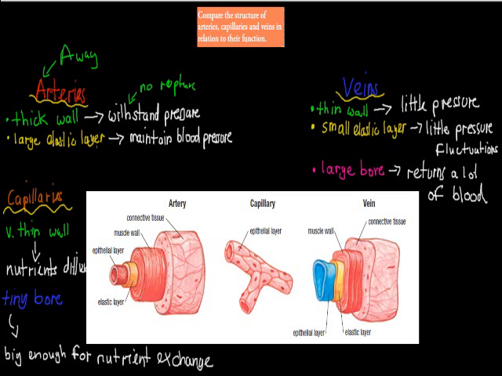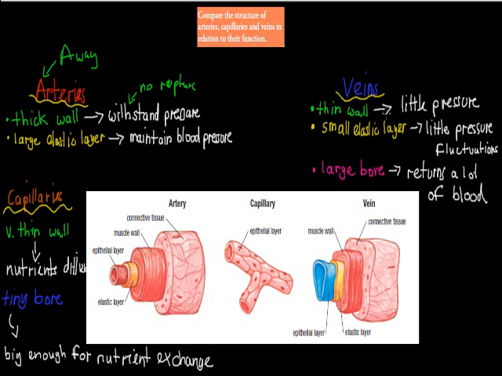And they also have large elastic layers, and the reason why is because they have to maintain a constant blood pressure. There's usually a heart pumping phase and a heart relaxation phase. During heart pumping, the pressure would be high, and during heart relaxation, the pressure would be low. But to make sure that it's always the same, you have that elastic layer that can always bounce up and down depending on if it's pumping or if it's relaxing. So it's a large elastic layer to maintain blood pressure.